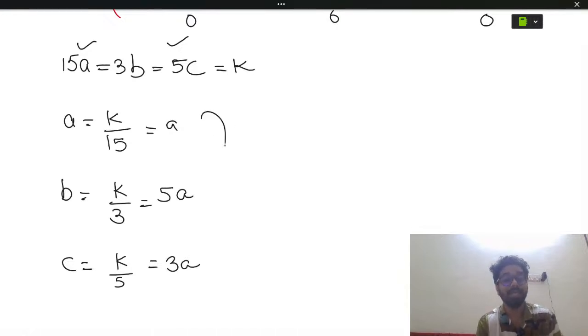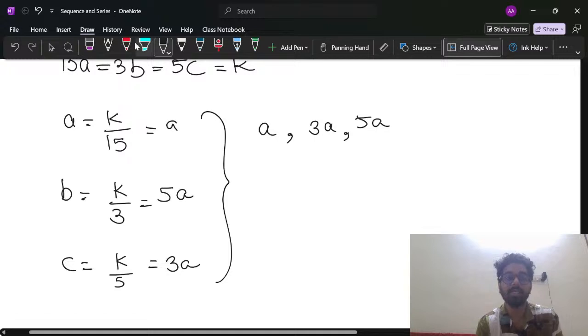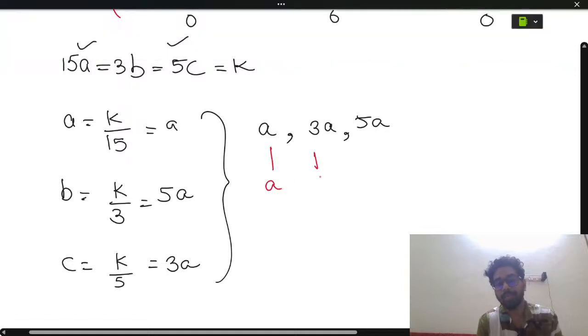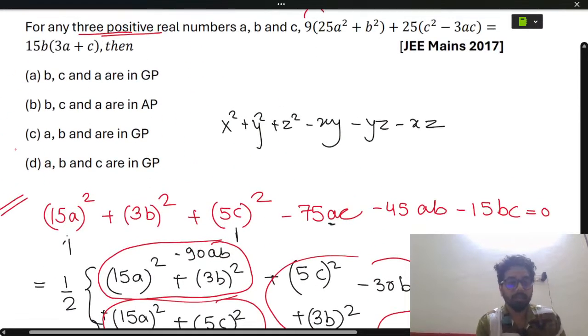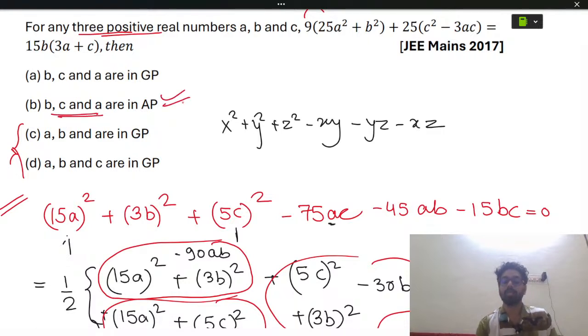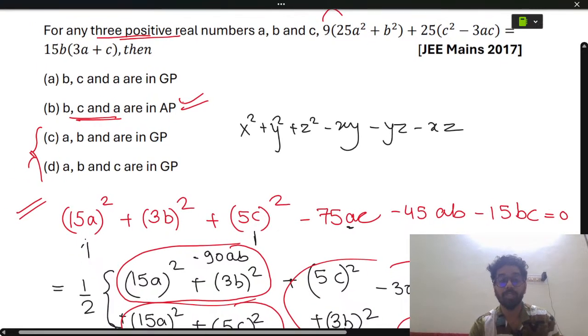Alright, so I can say that definitely they are not in GP. So I can say that's A, then addition of 2A becomes 3A, addition of 2A becomes 5A. That means we can say A, C and B, or BCA, ACB or BCA. So these two are wrong. So BCA are in AP. Answer is option number B. Alright guys, that's how we will solve these kind of questions.